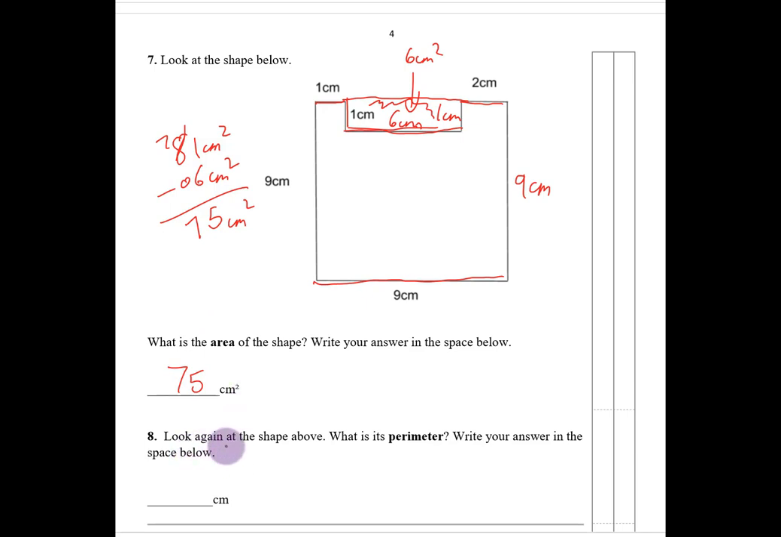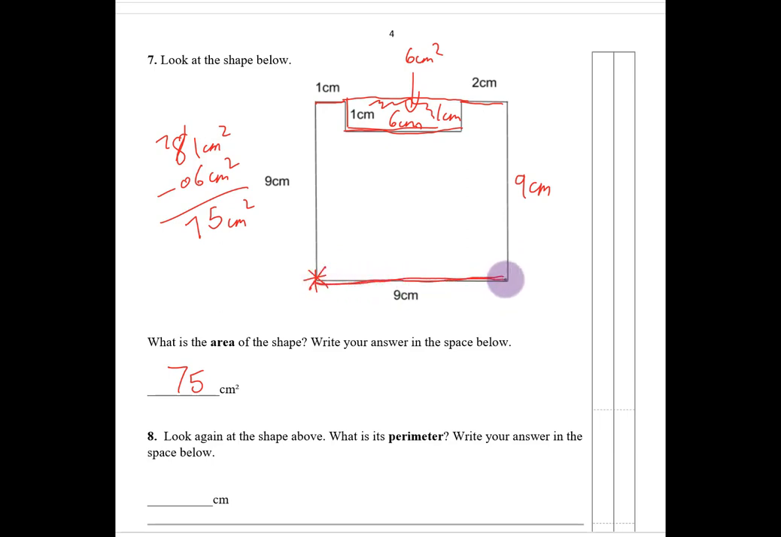Now the second part says, look again at the shape above. What is the perimeter? So we're just basically adding all the sides, and that's why it's good as well to put on all the sides that you don't know. I always find the best way to do this is put a little star or something and work your way around the shape so that you know where to stop, and you definitely add all the sides together.